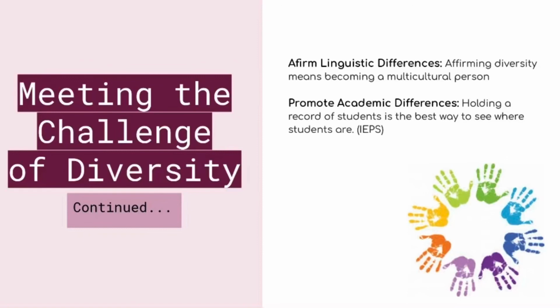Promote academic differences. Holding a record of students is the best way to see where students are. For example, in this case, holding an IEP, which stands for Individual Education Plan, for each student, and logging whether they can complete the standards for the muscular strength and endurance exercises.